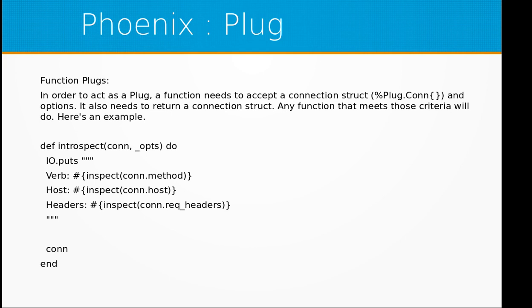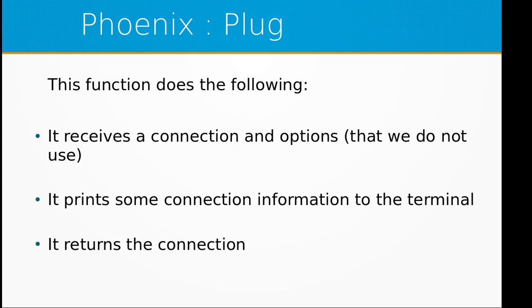Here's an example. We have a function called introspect which receives a connection and options. At the first statement, we are just printing out an empty string. Then we are assigning conn.method to verb, and then we are assigning conn.host to host and headers to the headers from the request object. And at the end of the function, we are returning back the connection. This function does the following. It receives a connection and options that we do not use. It prints some connection information to the terminal. It returns the connection.